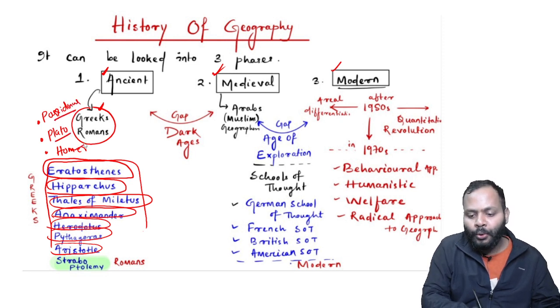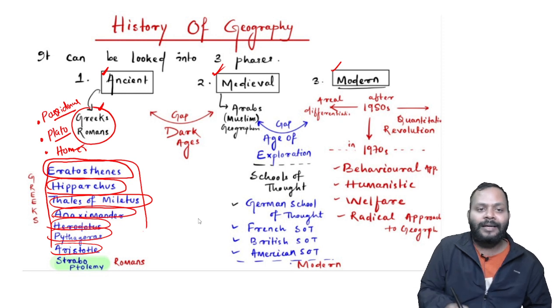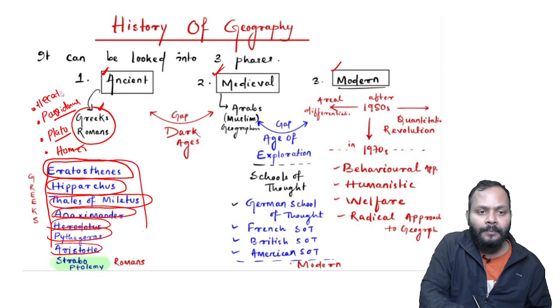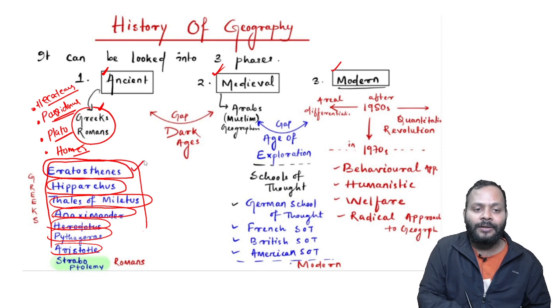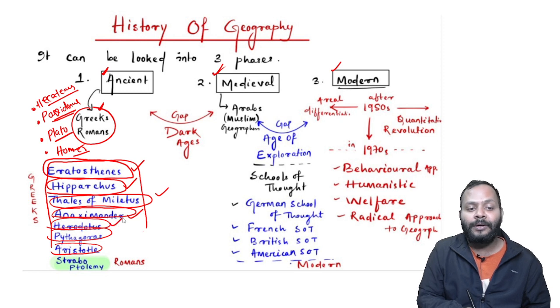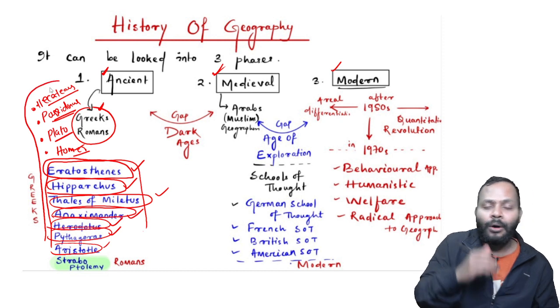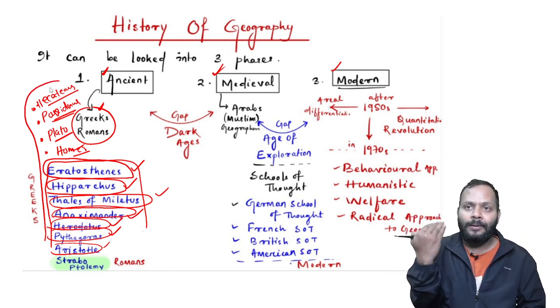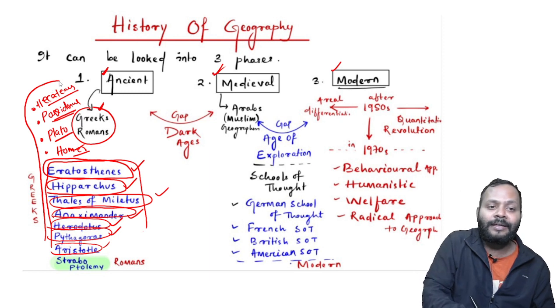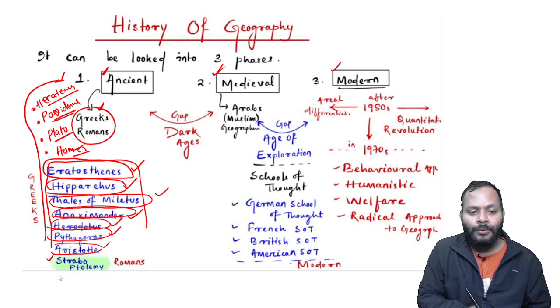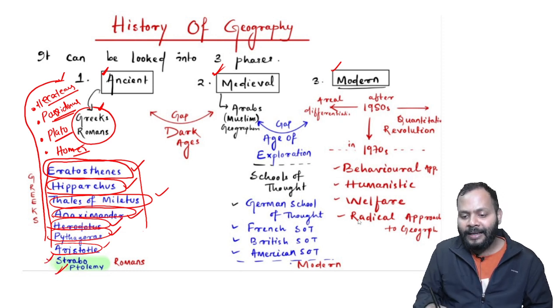Posidonius, Plato, Homer, and Hecataeus, Eratosthenes, Hipparchus, Thales of Miletus, Anaximander, Herodotus, Pythagoras, Aristotle. Everyone we will get into detail, all the Greek philosophers and Greek thinkers. Then the Romans came, so that is Strabo, Ptolemy, and again, what happened?